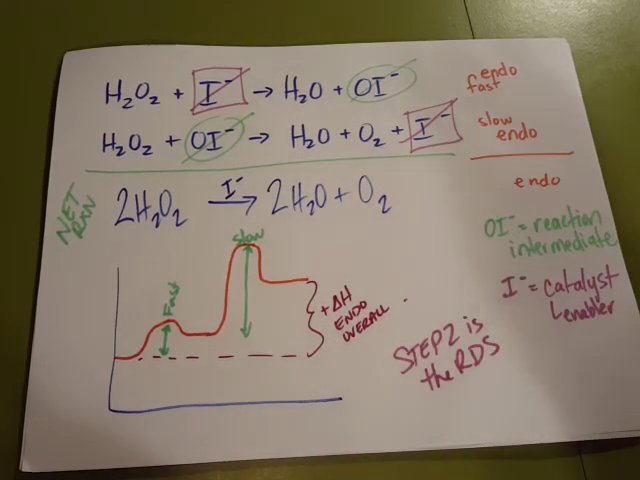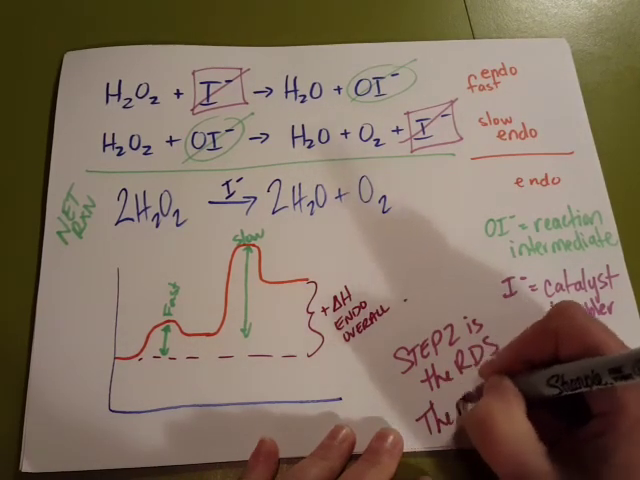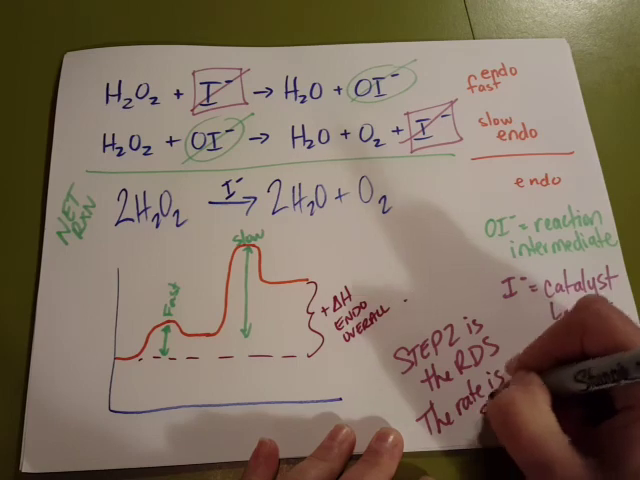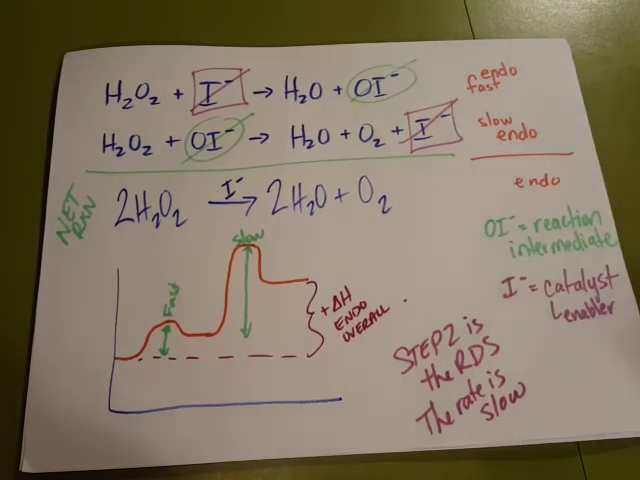And then if you wanted to say, what is the rate? The rate is slow. And that's because of this descriptor here. If it said very slow, then the answer would be very slow. But you can only go as fast as your slowest step.